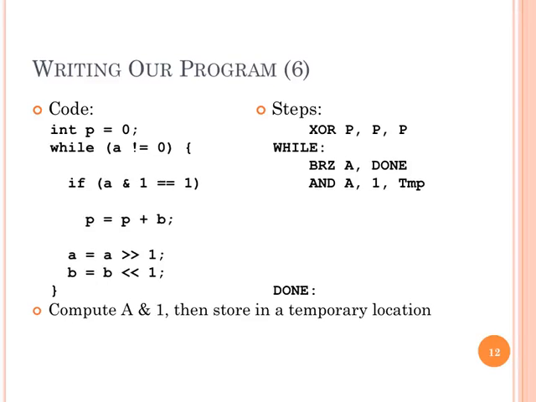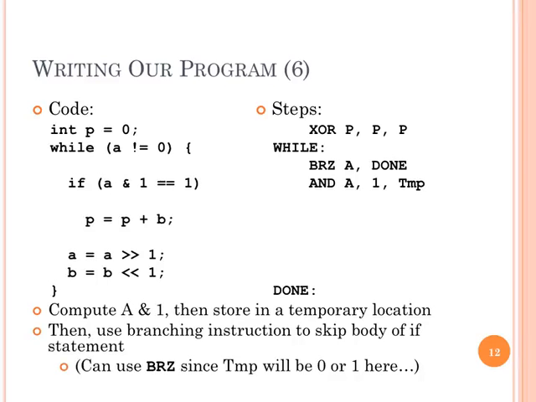So AND A 1 temp, and that temp value can only take on the values 0 and 1. And then we'll use a branch instruction to jump over the body of the if statement. And again, we'll just add a label skip. We don't know exactly what the address will be yet, but we're going to skip over the body of the instruction. Okay?